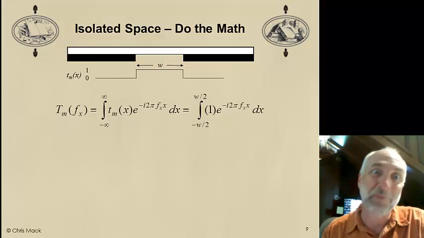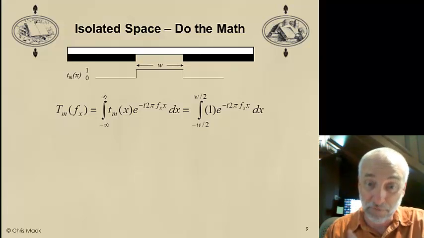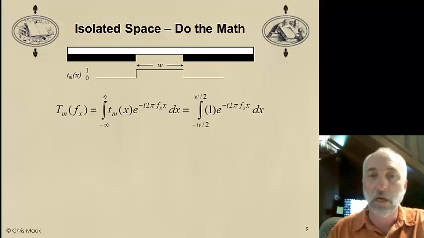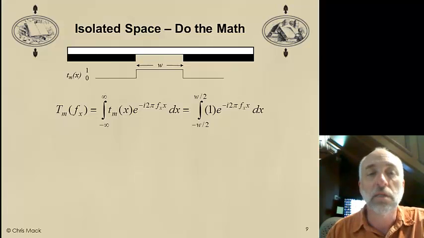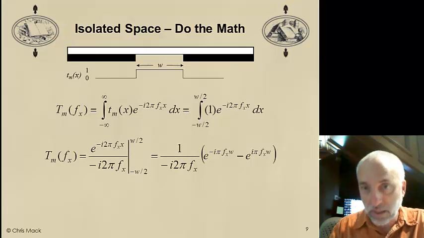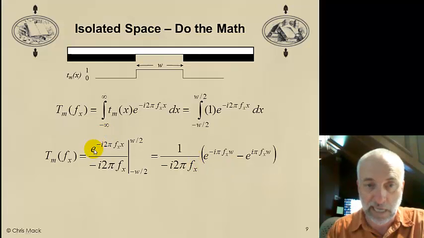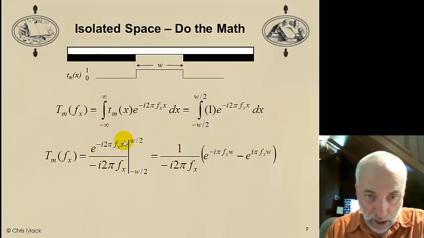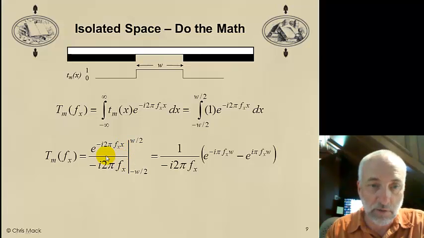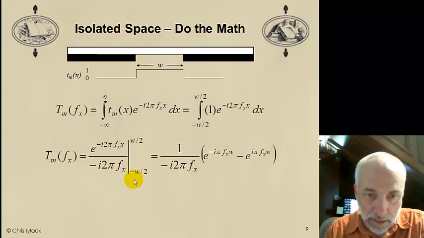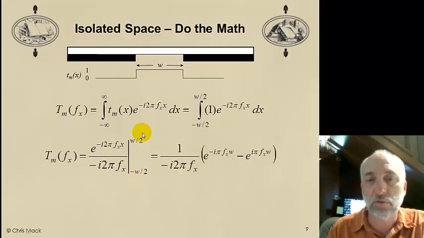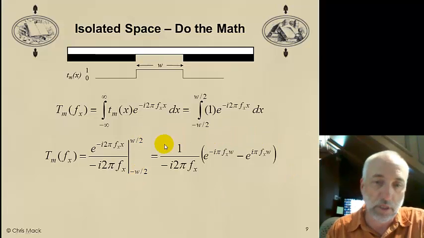Now it depends on whether you remember how to integrate an exponential. If you've forgotten, go look it up. We'll use it quite a bit in the coming weeks. So the integral of an exponential is simply the exponential back. So I get the same e to the minus i 2 pi fx x that I had before, divided by the argument in the exponential, the thing that multiplies the x, the variable I'm integrating over. So I divide by minus i 2 pi fx. Then I evaluate this integral from minus w over 2 to w over 2, and I plug in those numbers. This is what I get.